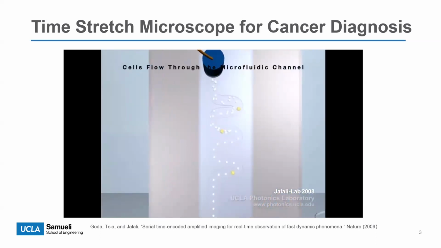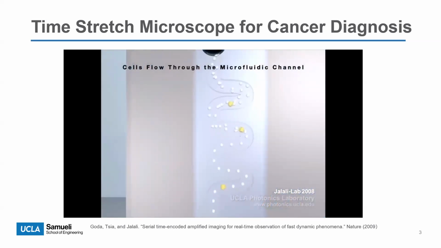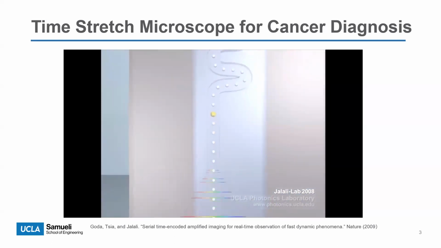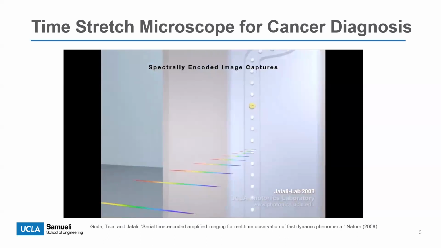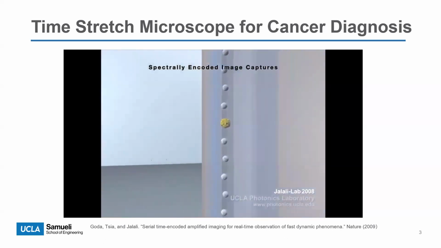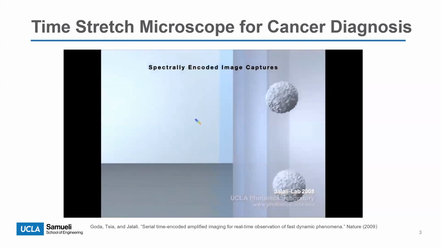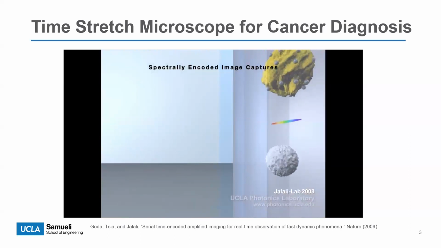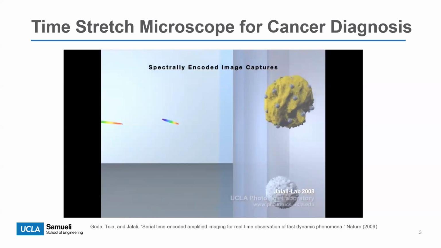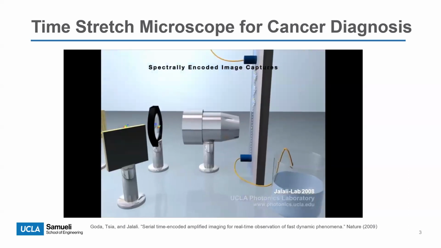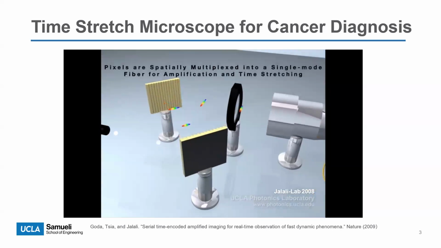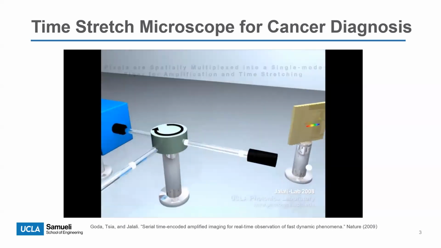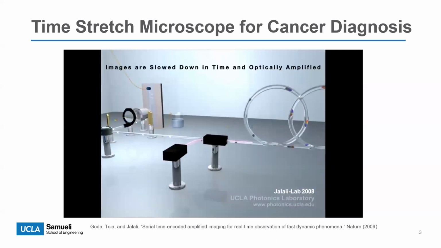If we zoom in, there are two types of cells. The white one is the normal white blood cell, and the yellow one is the cancer cell. Here, each rainbow flashes on one line of the cell. This encodes the spatial feature of that line onto the rainbow, which is the spectrum of the femtosecond laser pulse. There's a reflector on the back of the microfluidic channel so that the encoded spectrum can be reflected, go back into the fiber, and enter an optical circulator, which redirect the light into a dispersive fiber.